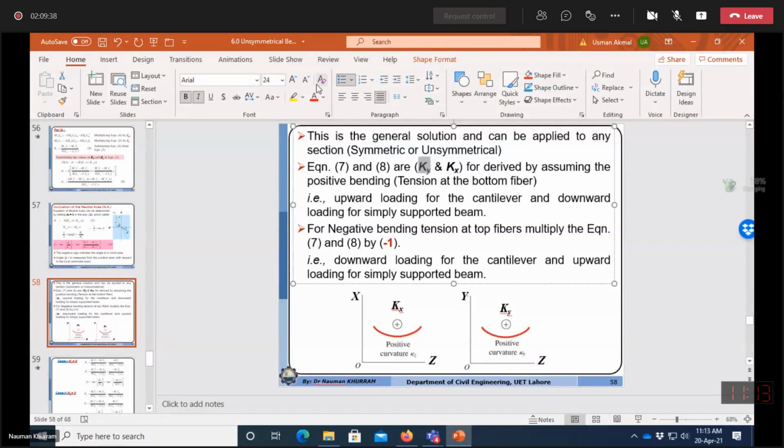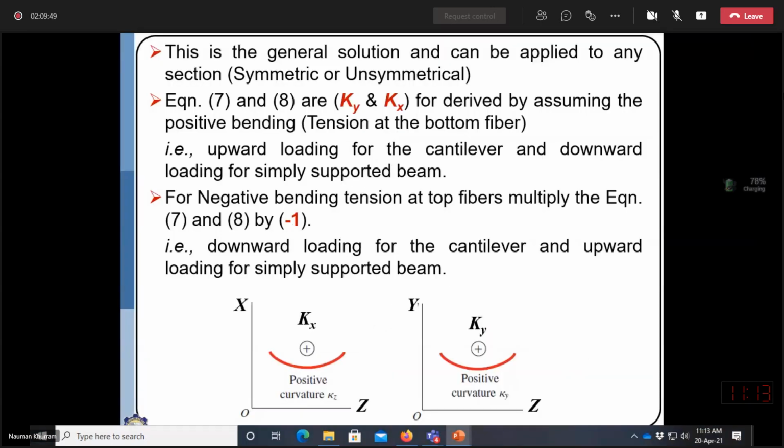So these equations were derived by assuming positive bending. Positive bending means moment Mx will produce tension at the bottom fiber, and moment about the y-axis is producing tension on the left side. So positive bending means tension at the bottom fiber.